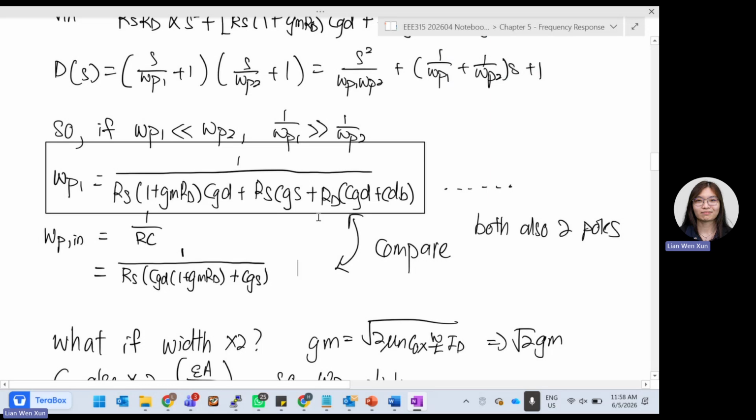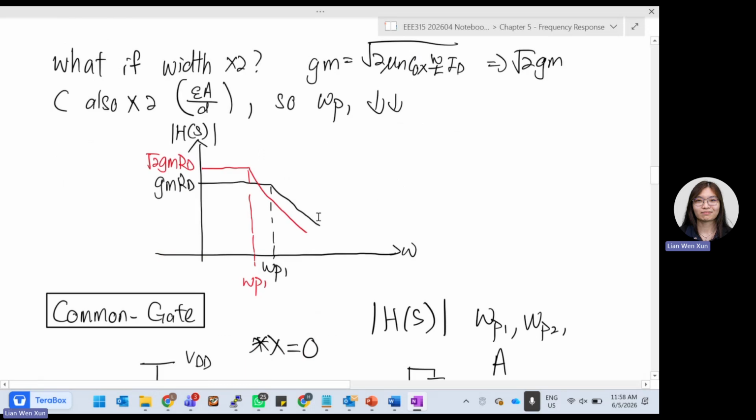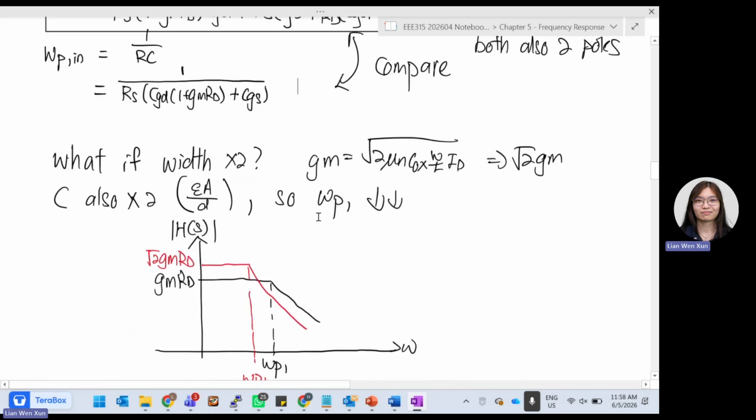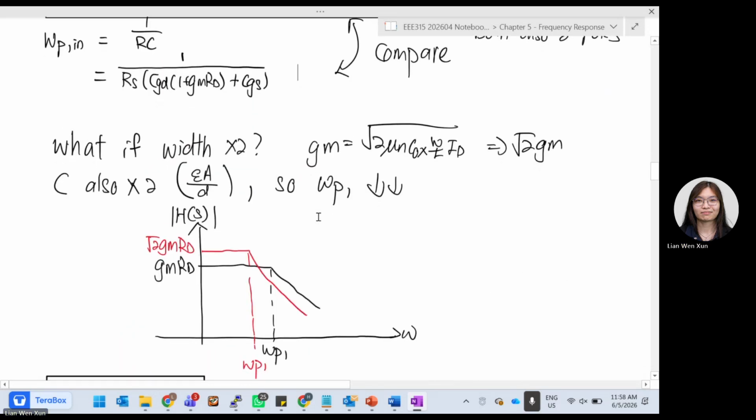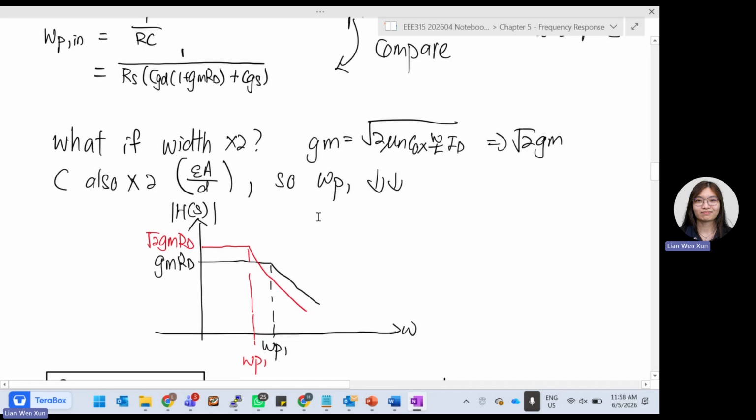So you realize that finding poles by inspection, you have 2 poles. Using the small signal model, you also have 2 poles. So both methods are correct. And these two equations, omega P1 and omega P2 using poles by inspection, are quite similar, just with some parts that are not very important added there. So generally, finding poles by inspection is correct.